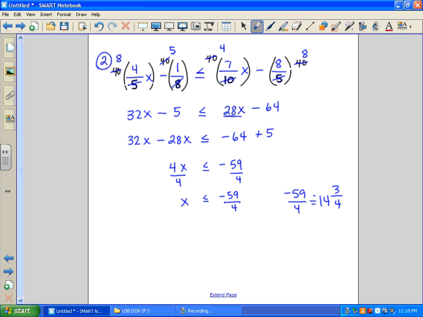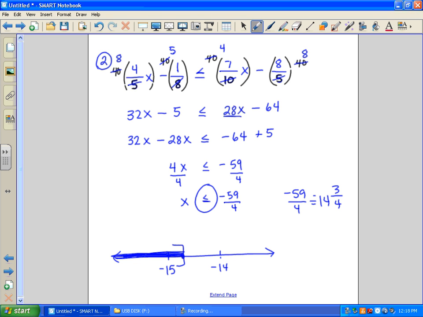Again, that's negative. So on my graph, that's going to be between negative 14 and negative 15. About here, closer to the negative 15 because it's 3/4. We're going to shade less than, x is less than, so we shade to the left. Bracket, because it's equal to.